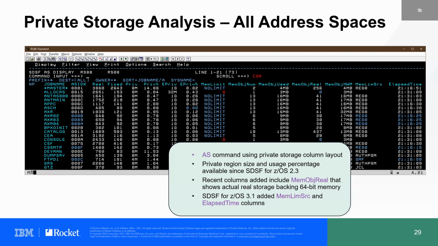And in SDSF 3.1, we added some interesting stats about elapsed time for the address space and also how your memory limit was derived, i.e., you've got this memory limit, where did it come from? Was it because you ran with originally 0M? Did it come from an SMS setting? Are you authorized? Was it specified in the JCL somehow? So you have this MEMLIMIT SOURCE column as well.